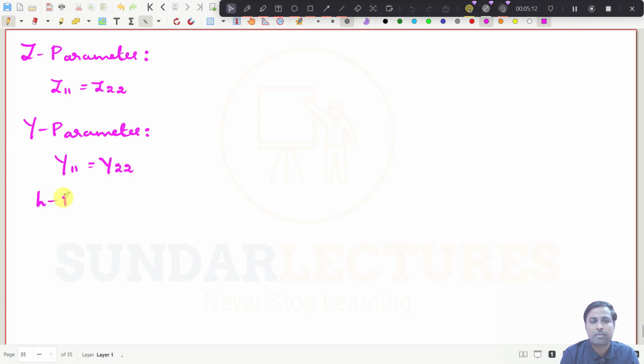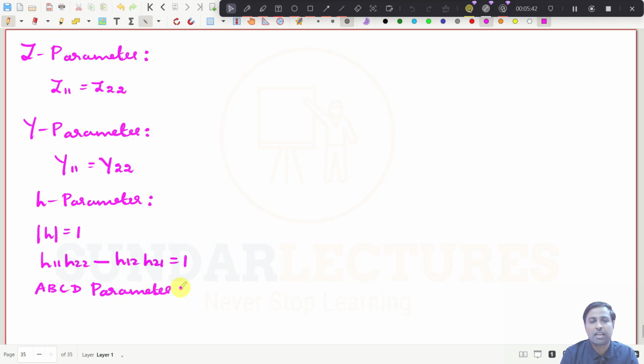And for the H parameter, what is the condition for symmetry? It is the determinant of the matrix. The determinant of H should be equal to 1. In other words, H11 multiplied by H22 minus H12 into H21 should be equal to 1. This is the condition. And for the ABCD parameter, what is the condition for symmetry we have seen? That is A equal to D. And these are the four things.